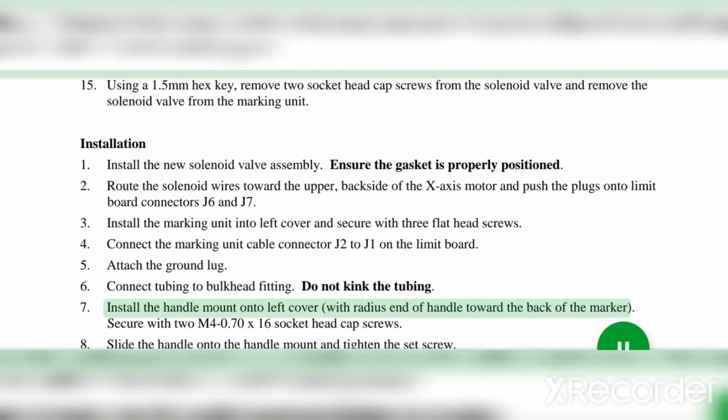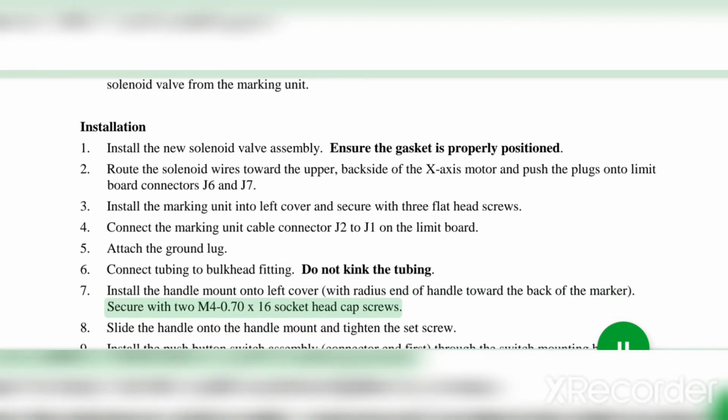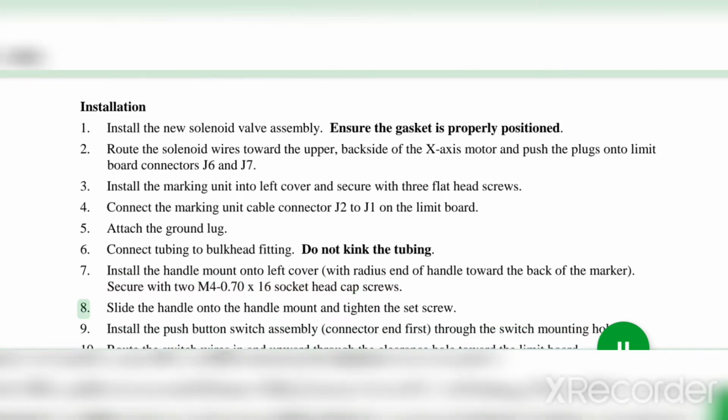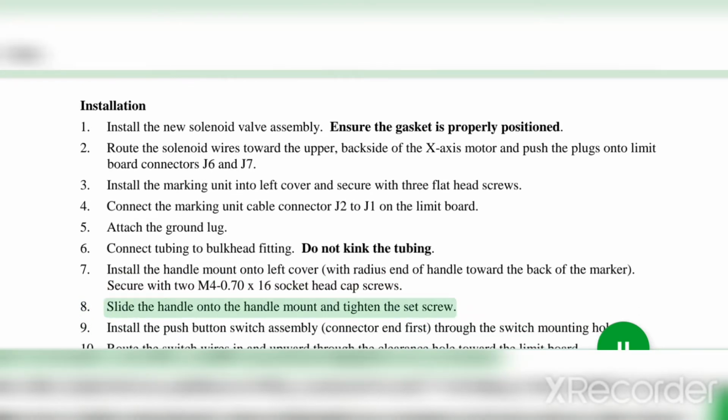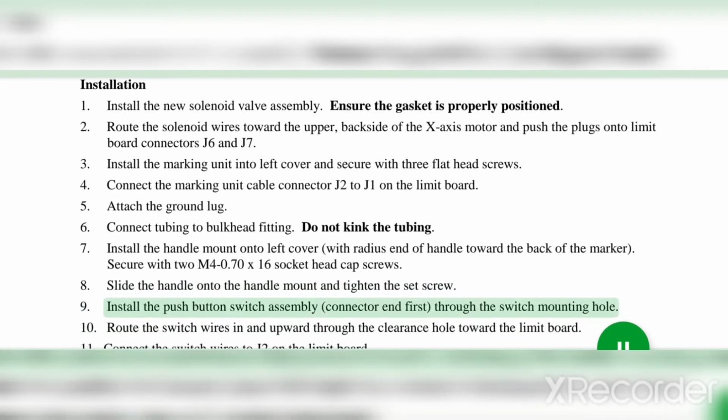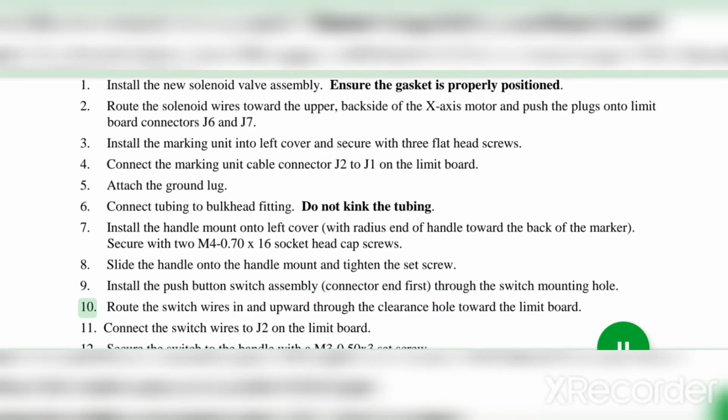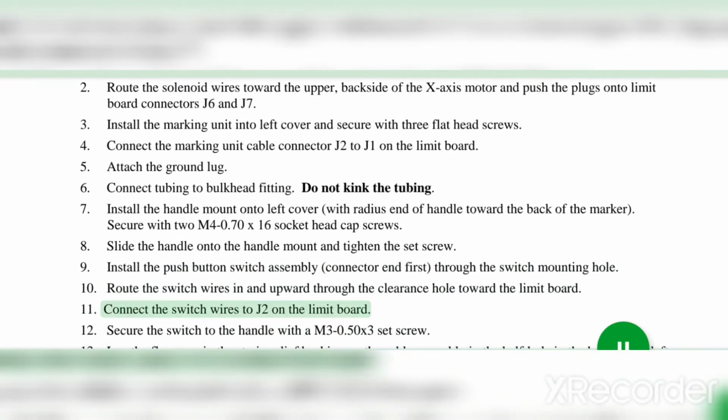7. Install the handle mount onto left cover with radius end of handle toward the back of the marker. Secure with 2 M4-0.70x16 socket head cap screws. 8. Slide the handle onto the handle mount and tighten the set screw. 9. Install the push button switch assembly connector end first through the switch mounting hole. 10. Route the switch wires in and upward through the clearance hole toward the limit board. 11. Connect the switch wires to J2 on the limit board.